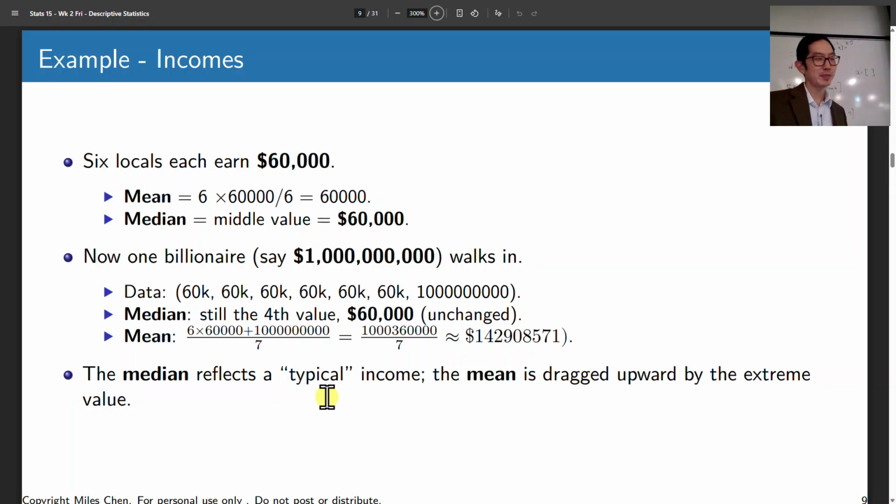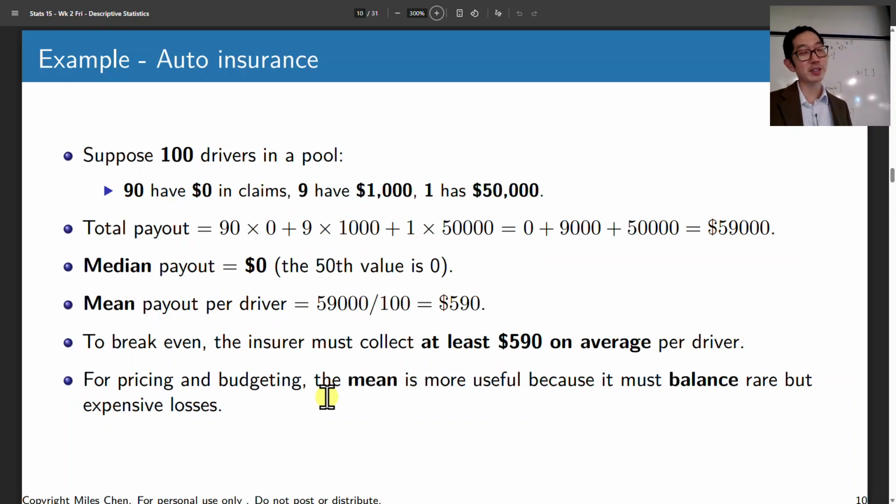Because of that, you might wonder, why don't we just use the median all the time? Well, sometimes you do want to take into account the extreme values, and that is important. And so, for example, let's say you have an auto insurance company, and let's say you have 100 customers. Most of the time, as an auto insurance company, your ideal customer is the customer who doesn't get into any car accidents, because you're just collecting money from them, you pay nothing out, you get to keep everything.